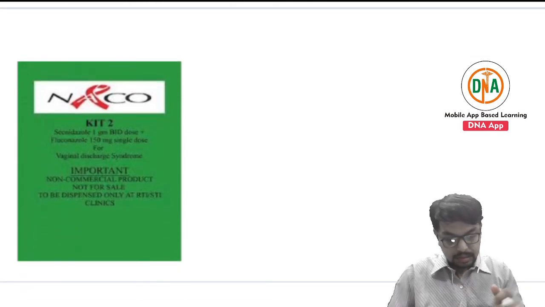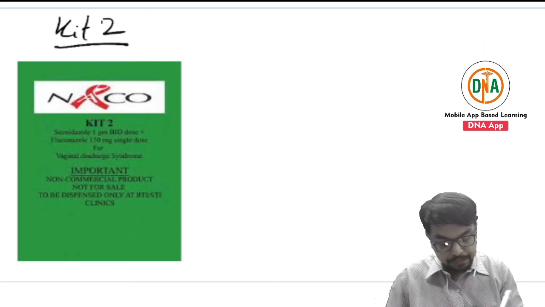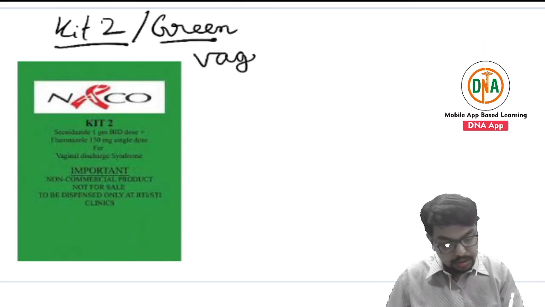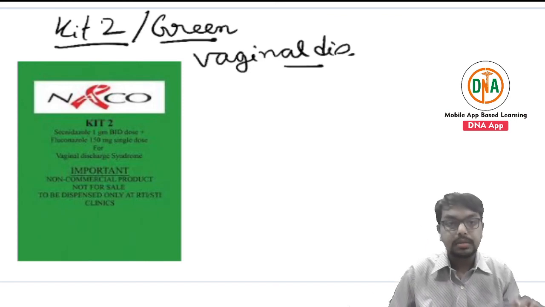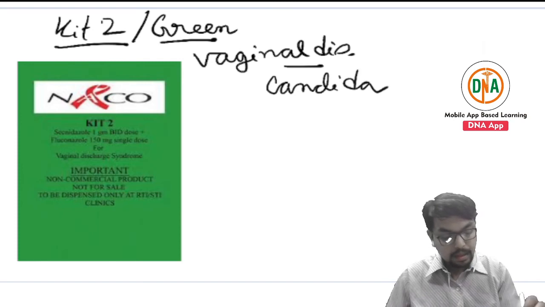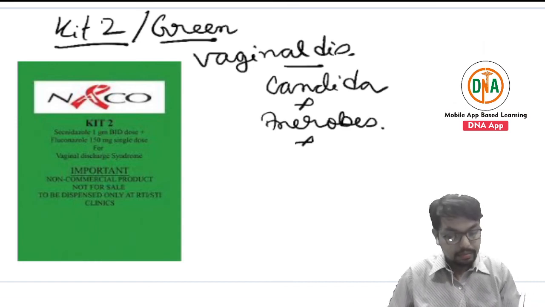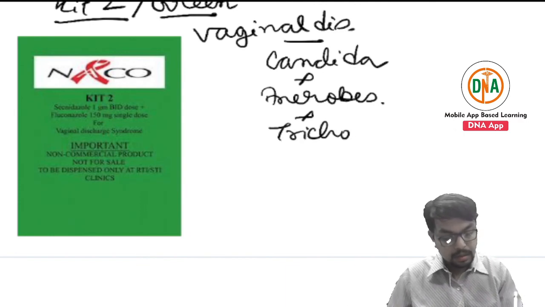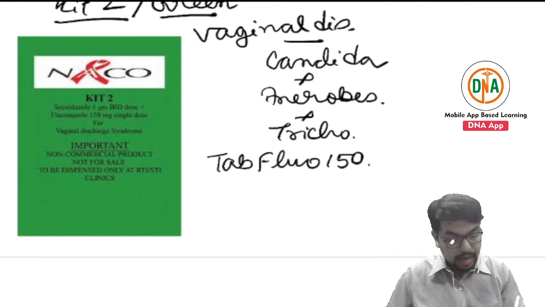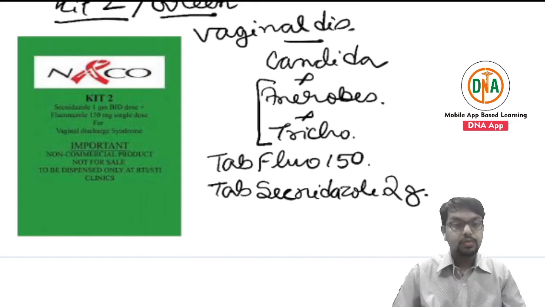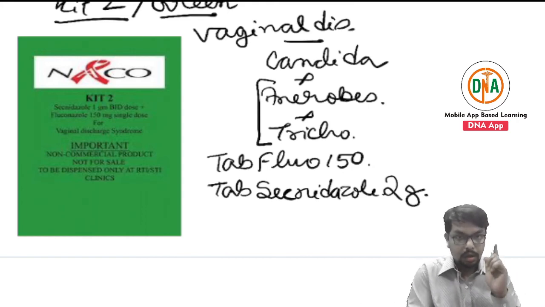Next, second. Second is KIT 2, that is the green color kit. This is used for vaginal discharge. Our target organisms here are Candida and anaerobes, which are responsible for bacterial vaginosis and trichomoniasis. Okay. So for Candida, we give fluconazole 150 milligram single dose. And for anaerobes and trichomoniasis, we give tablet secnidazole 2 gram, that is 2 tablets of 1 gram dose twice daily on day 1, just this.